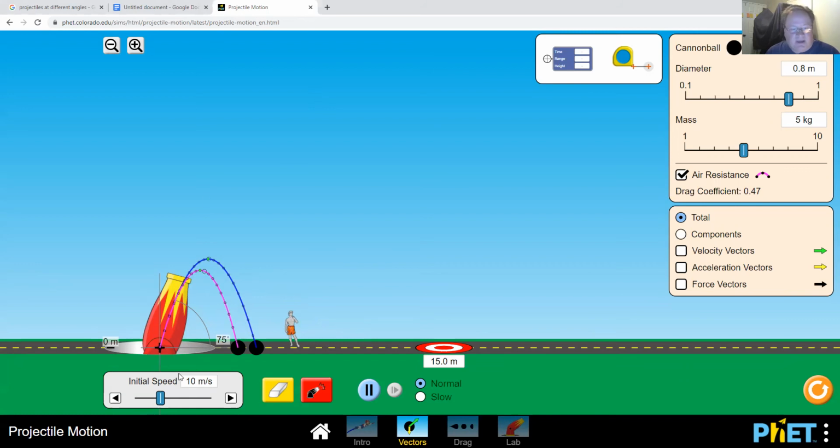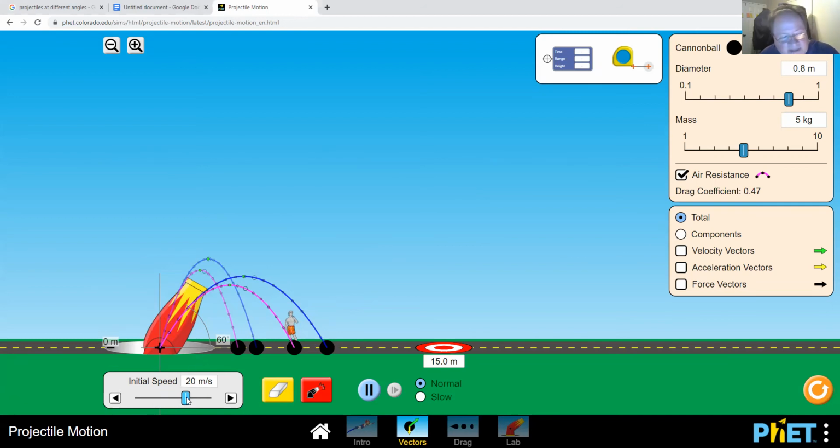Okay, if I do this at 60, we'll see the same thing. Again, no air resistance, there it is. Air resistance, here it is. Oh, we hit the guy. All right, so notice, not as high, also not as far. Air resistance always slows you down, never speeds you up.